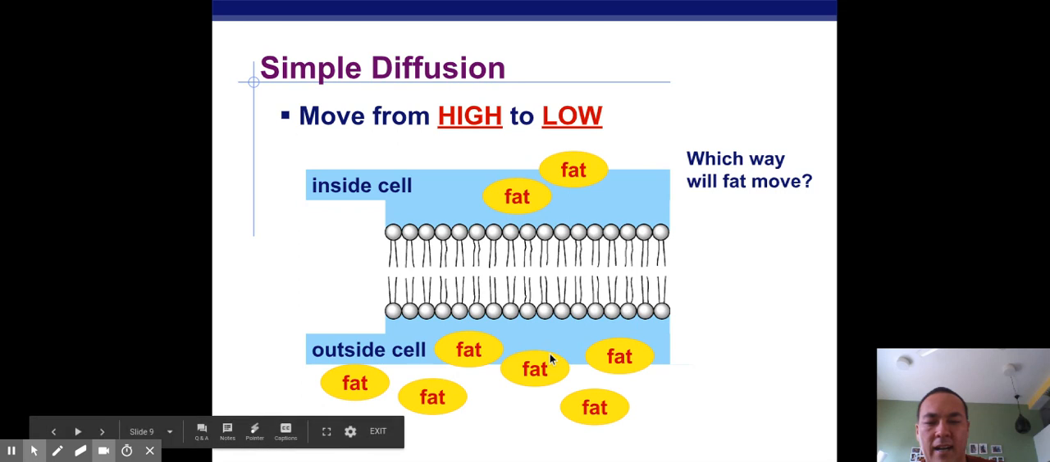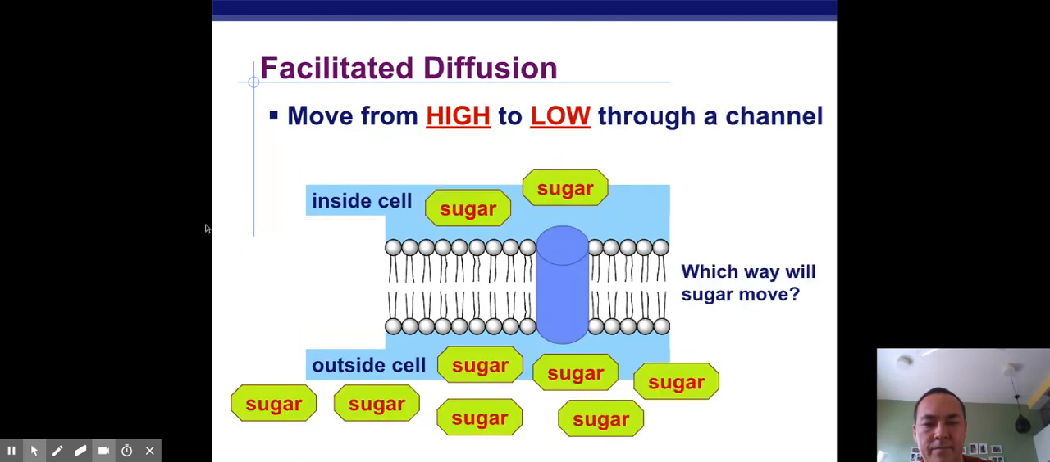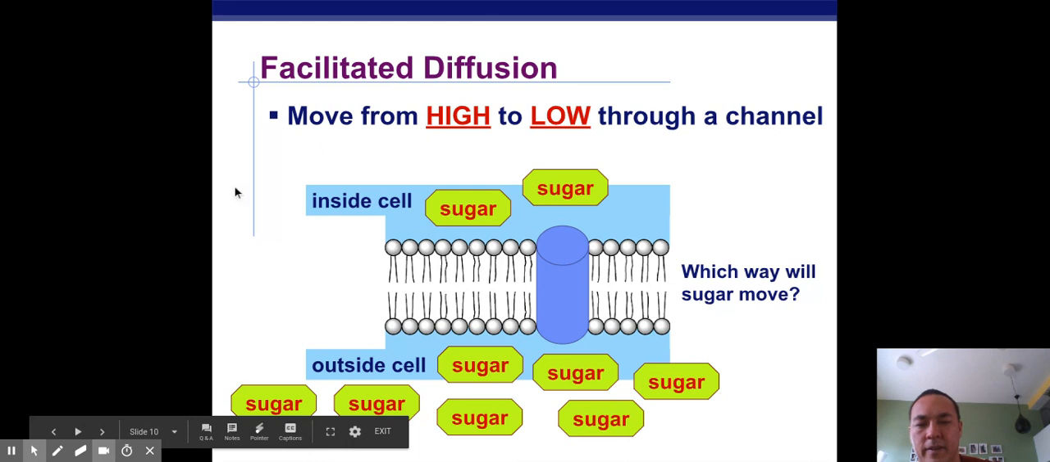Here, where is it high and where is it low? Hopefully you can see that it's high on the outside of the cell and low on the inside, so the fat's going to move in. Here, high outside, low inside, so that sugar is going to move into the cell.